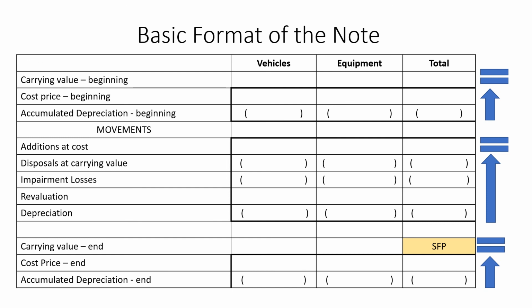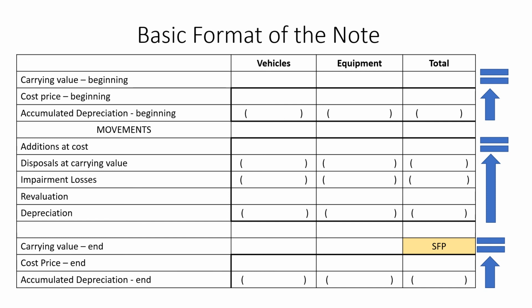As you can see, vehicles and equipment each have their own column. The carrying value at the beginning starts at the top, which is followed by cost price minus accumulation in a calculation block. You then subtract the one from the other and put the answer on top. The next section is the movement section, which includes additions, disposals, impairment losses, depreciation, and the revaluation surplus or deficit. At the end, we've got carrying value, cost price, and accumulated depreciation again.